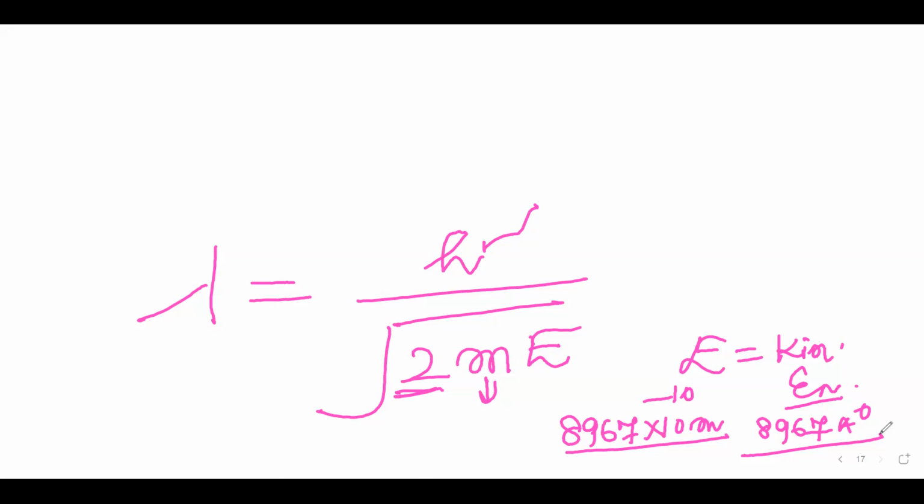Look, calculate the last question. Calculate the de Broglie wavelength of an electron moving with 1% of the speed of light.